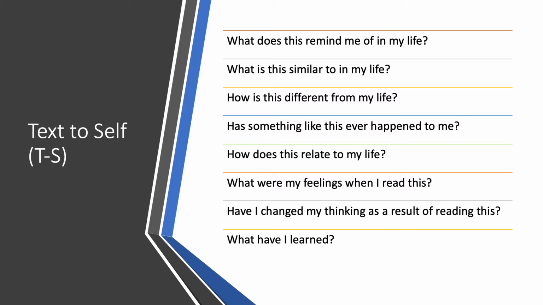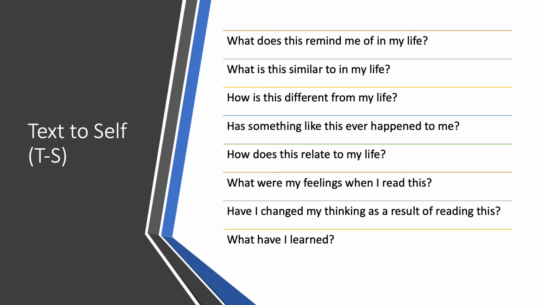When you're making a text to self connection, you are thinking about how what you're reading relates to your own personal self. Some questions to ask while you're reading to help you make these connections are: what does this remind me of in my life? What is this similar to in my life? How is this different from my life? So, thinking about ways the text or what you're reading is reminding you or is the same or different as things in your own personal life.